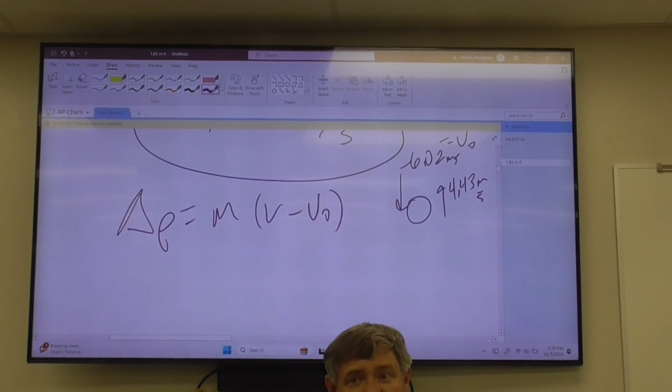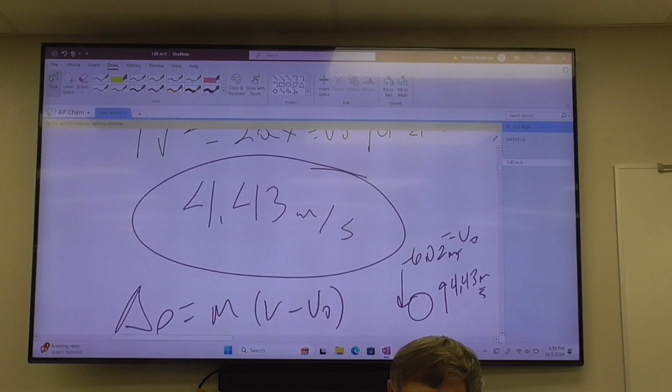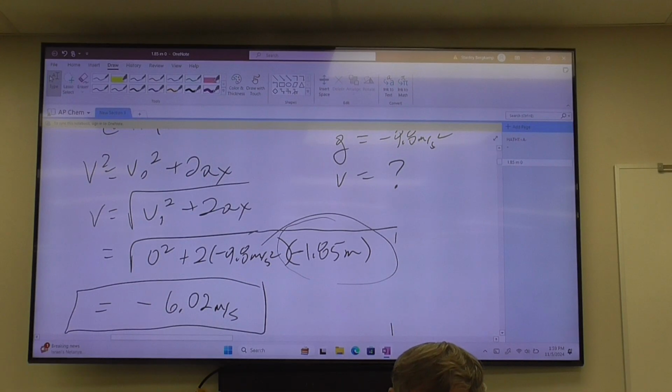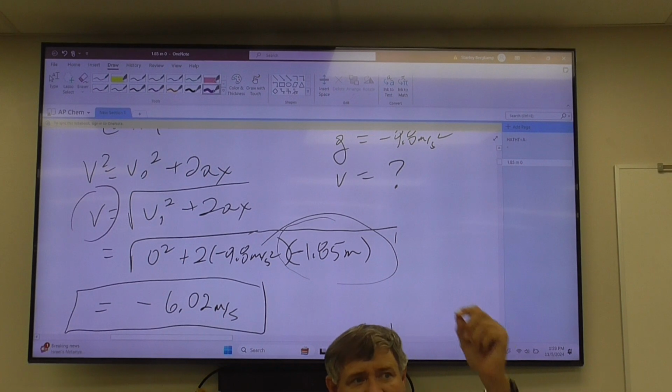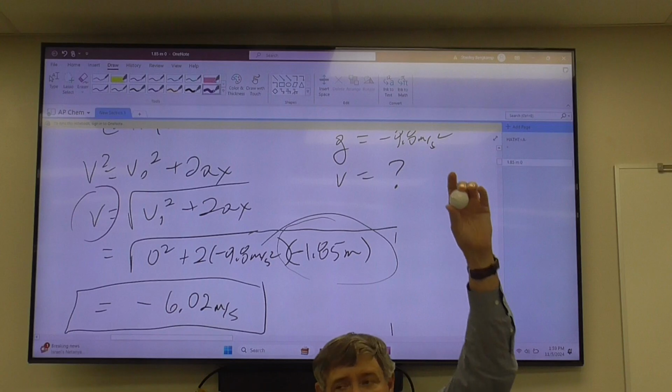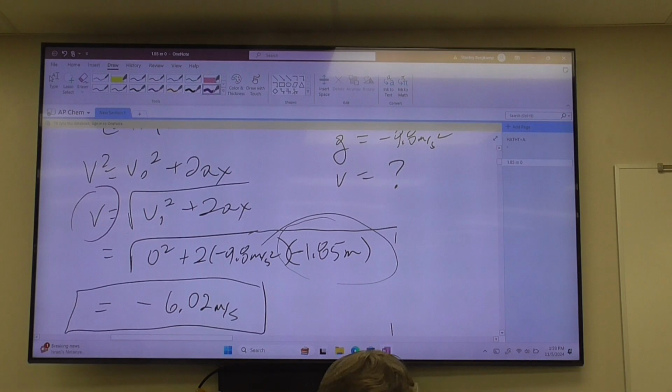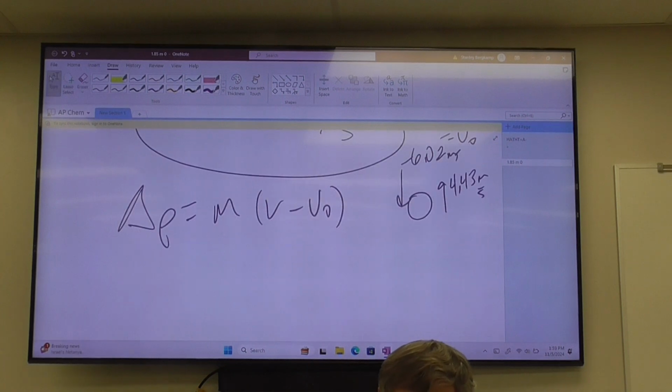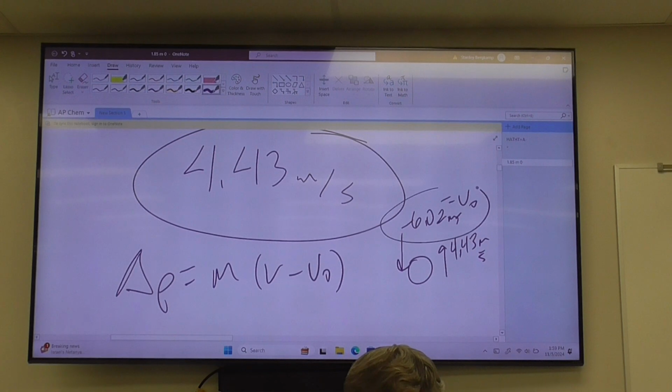Now, this is where this gets a little bit weird. So, when we found that value, we found it as V, because we figured out how fast it was going when it hit the ground. But the V here becomes the V naught when you're looking at the change in momentum part.